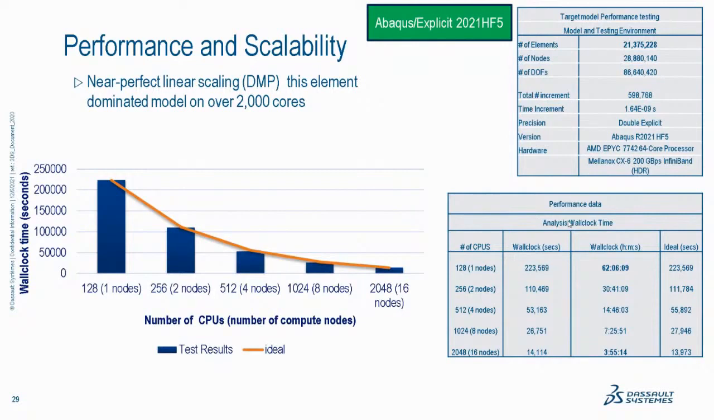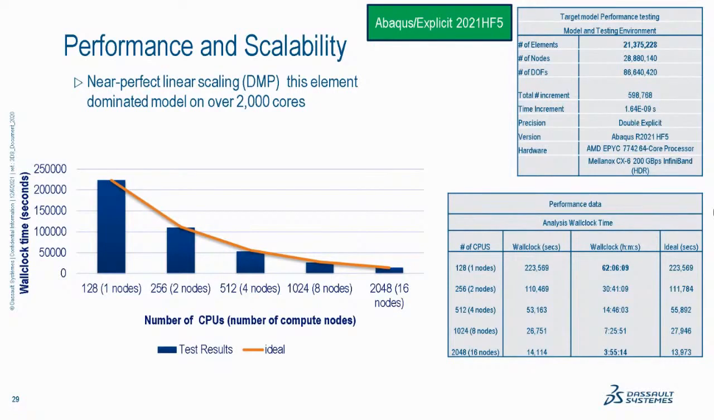I'm not showing the results on this particular slide, but I will show some results of HMP Explicit in a couple of slides. What I'm showing on this slide is the work that we've been doing to extend the scalability of Explicit up to very large numbers of cores. This particular example is running in pure DMP mode, not HMP. You can see some model specifics here: 21 million elements, 90 million degrees of freedom, so a quite large model, and 600,000 increments, so quite long running in terms of increments. We're going to run this in double precision.